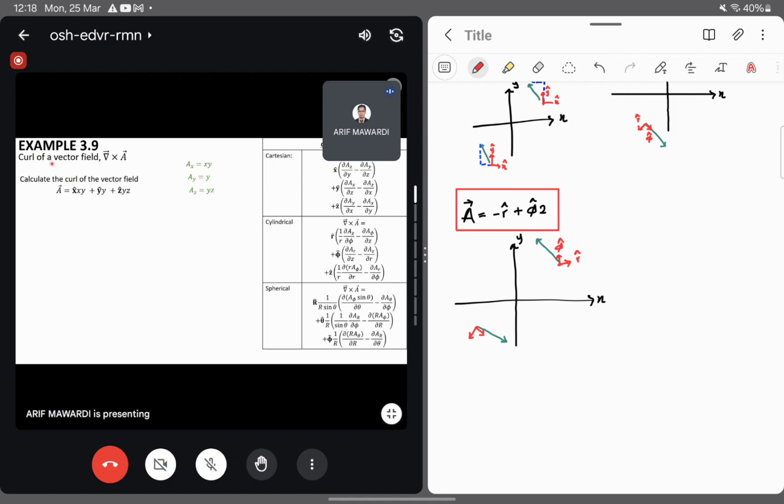And here, when you calculate the curl of a vector field, this is your vector field that you want to calculate the curl of. We know that this is a vector field because it has these unit vectors. So when you calculate the curl of the vector field, you should get another vector. So the final answer will be another vector field. Therefore, the curl of a vector field is another vector field.